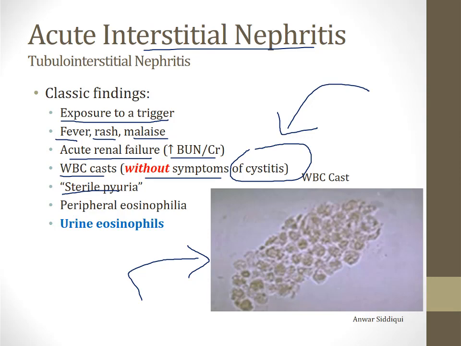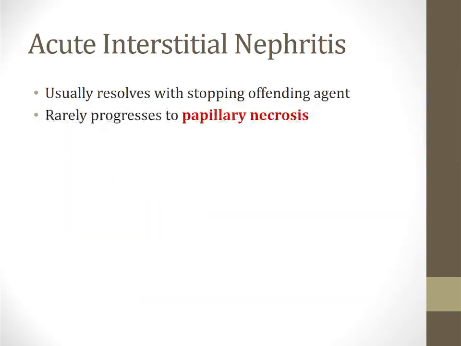Now also, because it's an allergic reaction, there may be peripheral eosinophilia, and sometimes you can also see eosinophils in the urine. As I told you before, this is usually a benign disorder. The symptoms resolve with stopping the offending agent, but in rare circumstances it can progress to something called papillary necrosis, and we're going to talk about that a little bit later on in this video.